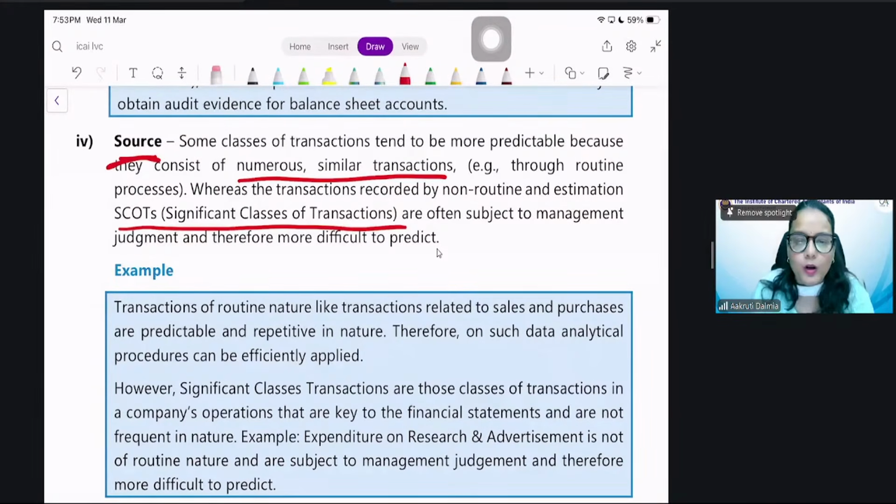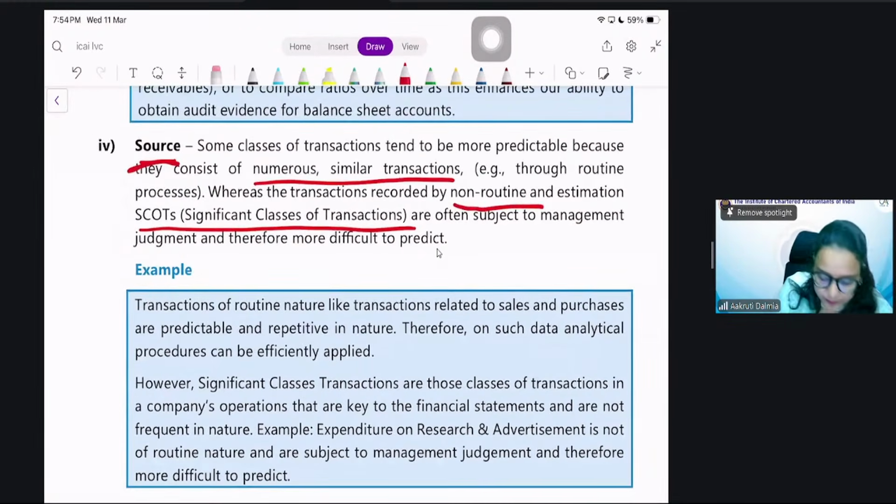Let's say in banks. In banks, what is the most significant class of transaction? You think on your own. In a bank, what is a significant class of transaction? Cash. Then what else? Loans. Yes.